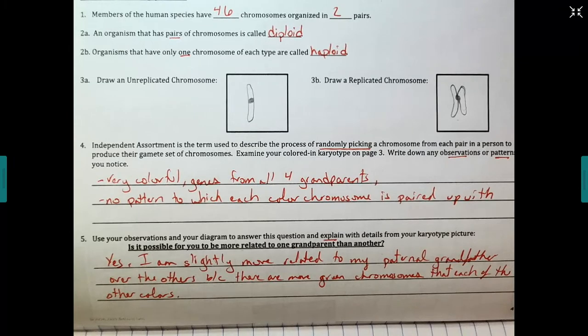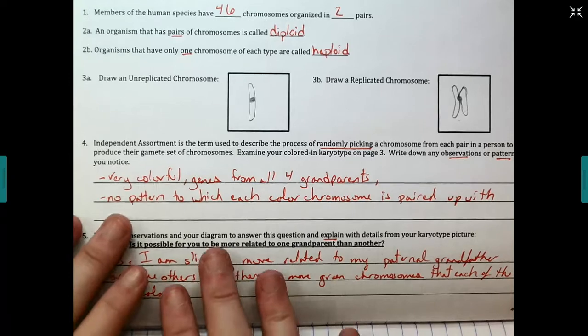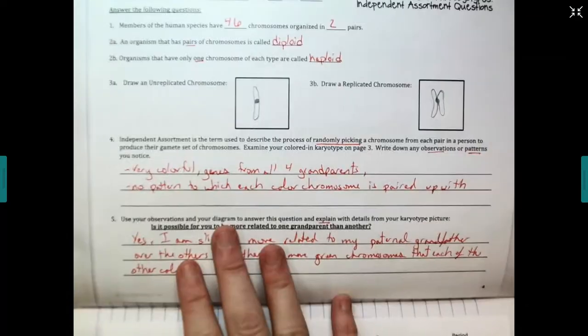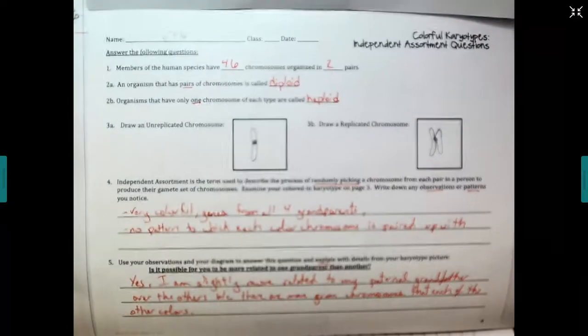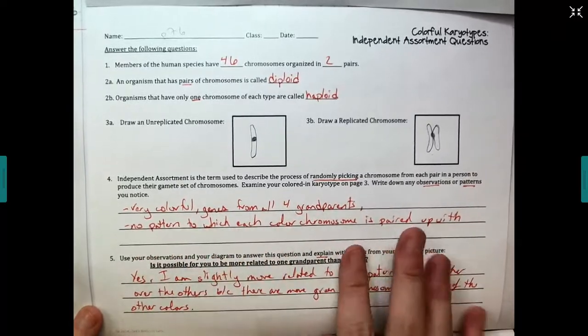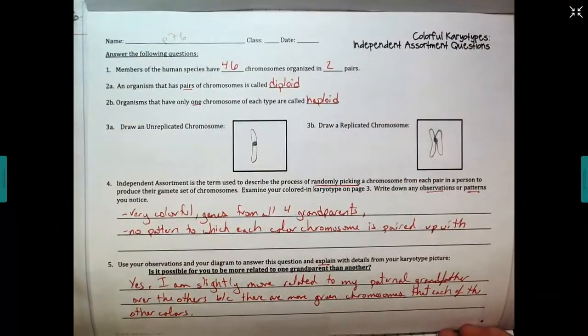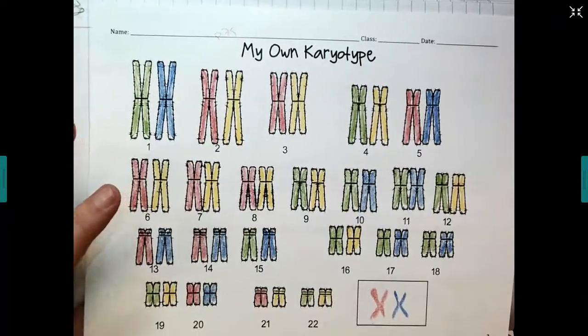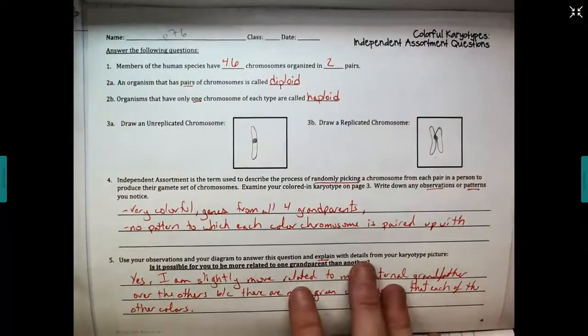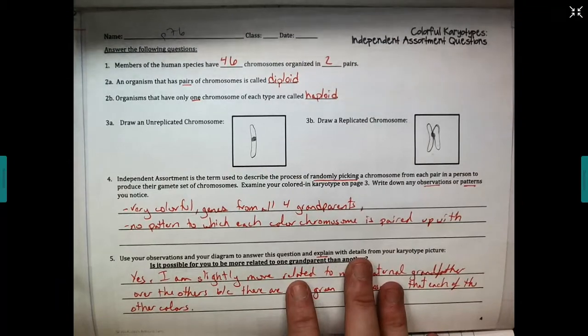So that's it for this assignment, our colorful karyotypes. I have already glued these notes into my notebook. Packet page 76, I glued straight down, and then packet page 75, I taped on top like a hinge, so I could keep both of these together. And this is just on the page right after part 1.